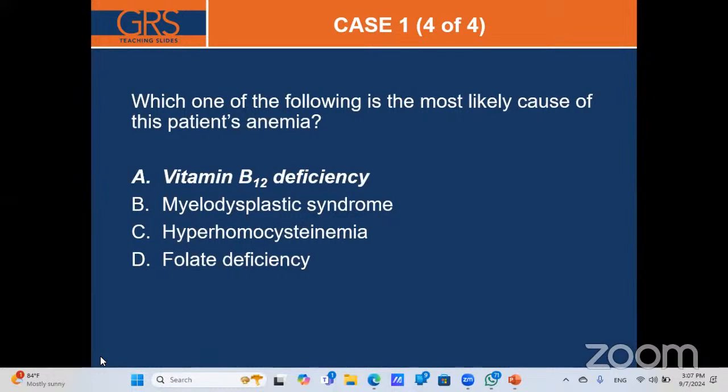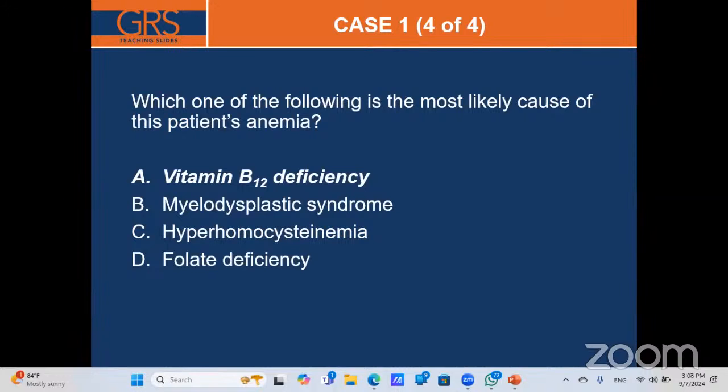Any answers? Okay, we have C. And A. Okay. Thank you so much for your participation.